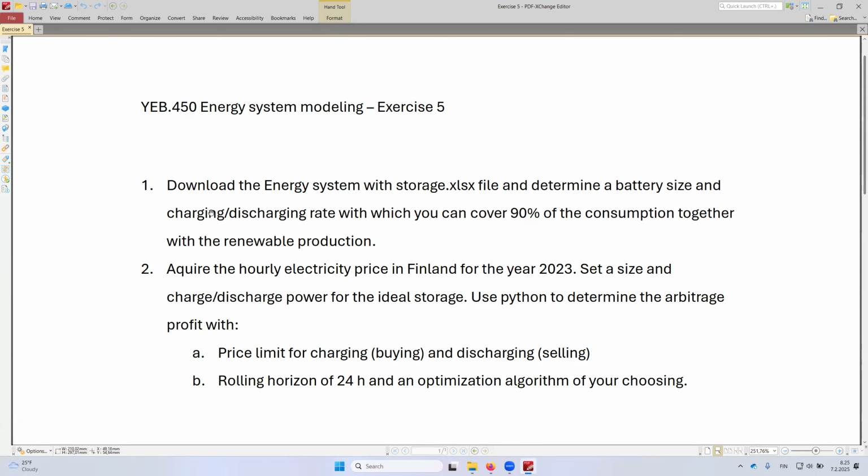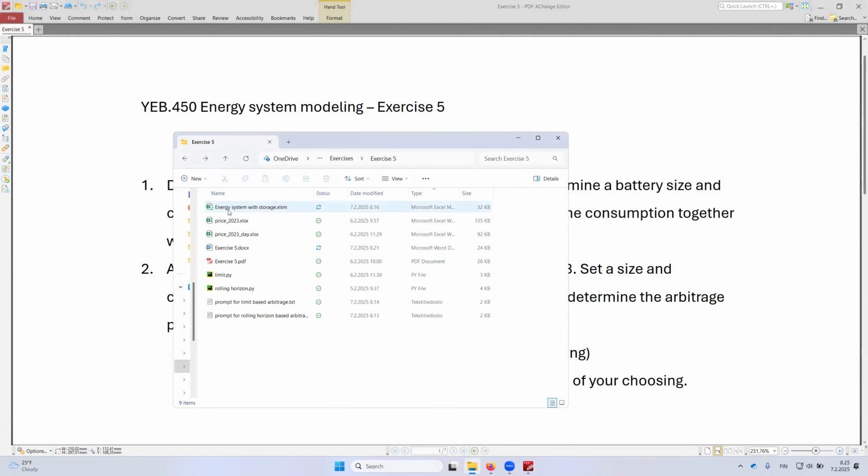Download the Energy System with Storage Excel file and determine a battery size and charging and discharging rate with which you can cover 90% of the consumption together with the renewable production. So let's go ahead and open the Energy System with Storage.